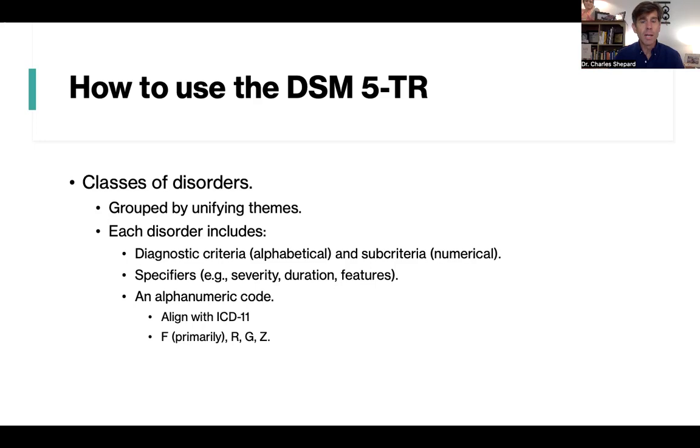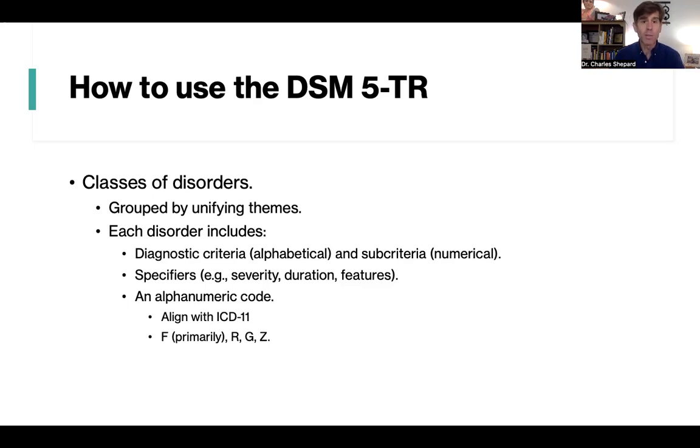And then each disorder, as it is described within the DSM, within each class of disorders, includes the diagnostic criteria, typically with an alphabetical outline. And then there are also sub-criteria, which will often have a numerical outline. There will be specifiers, which typically get at the severity of symptoms, the duration of symptoms, and other features, perhaps like psychotic features that may accompany the diagnostic criteria for a certain disorder. And then, of course, there is an alphanumeric code, which is used for recording purposes.